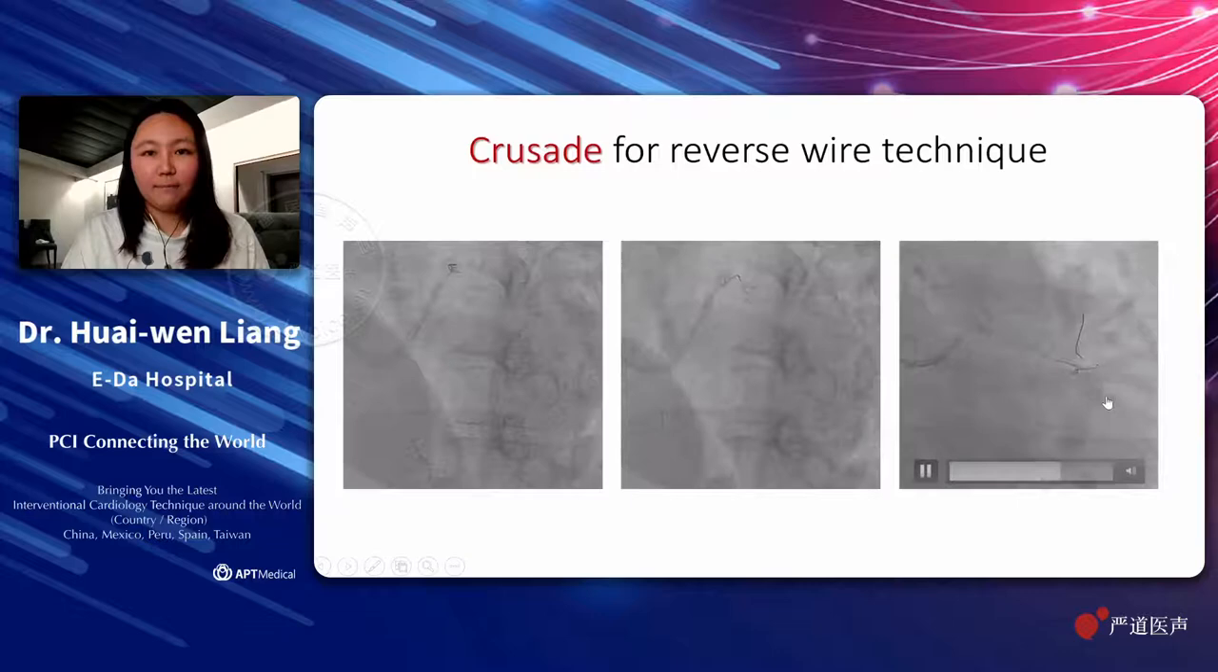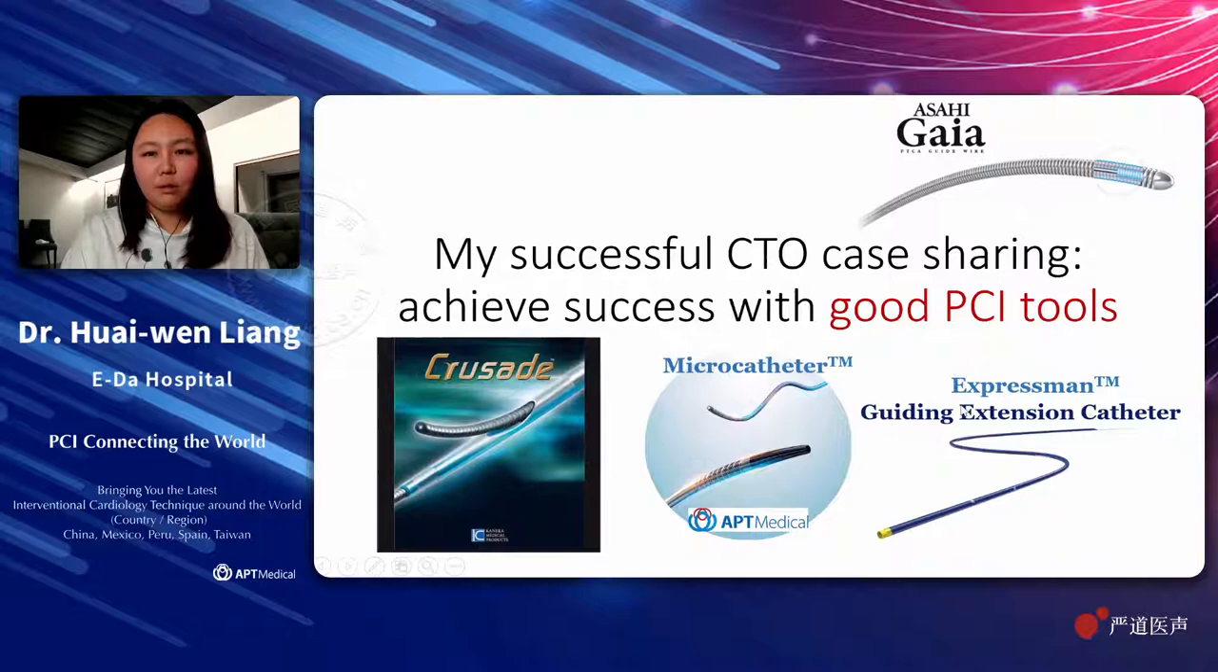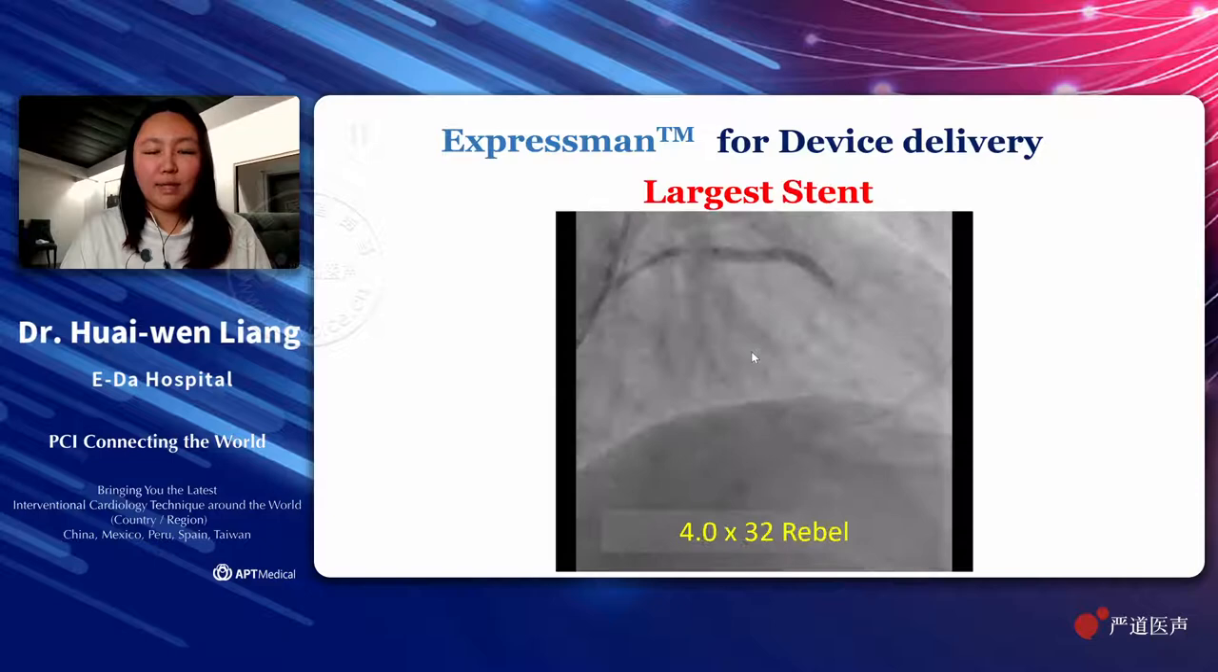Beyond Crusade, after you cross the total occlusion, the next problem is how you deliver your equipment into position. So today I am happy to introduce the Expressman, which is a new extension guiding catheter. Like my case just showed, this guide catheter could help us deliver the largest balloon, a 4.5 NC balloon. It also could help us deliver the largest stent, a 4.0 Rebel stent. It also could help us deliver the longest stent. This is another case.